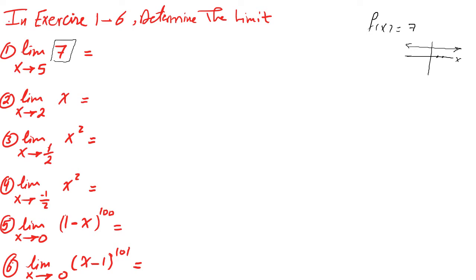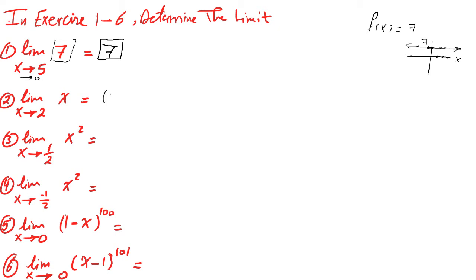And for any point on the x-axis, its corresponding value or its range will be the same value of 7 on the y-axis. So this function is constant, which is equal to 7 for any value of x, even when x tends to 0, x tends to 1, x tends to 5. It's a constant function. The second one, limit of x tends to 2 for x.